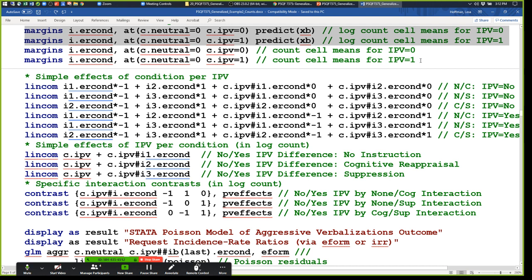So when we have a regular old ANCOVA with an identity link and a normal distribution, there's only one set of lines that you need. There is no model scale versus data scale. This predict XB, that's log count. Otherwise, it's count count.